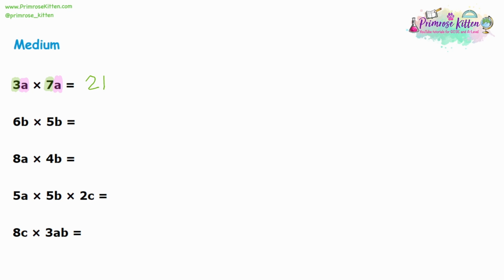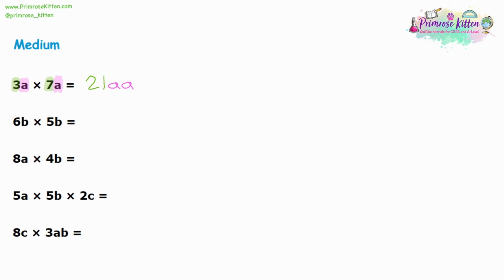Now let's have a look at the letter section. Now we've got A times A. And again, like I said, apple times apple doesn't make any sense. And you can't actually do A times A because A as a letter is representing a missing number, a number that we don't know. So we can't actually do the multiplication. So what do we do? Well, we don't do anything. We just leave the A's. So I've got 21 and then I've got an A times an A.